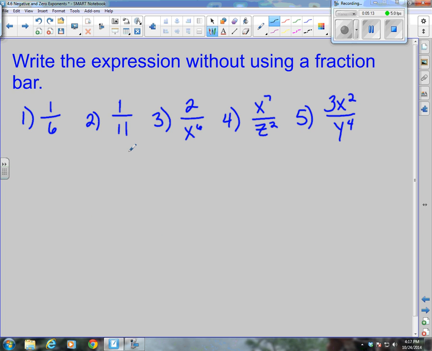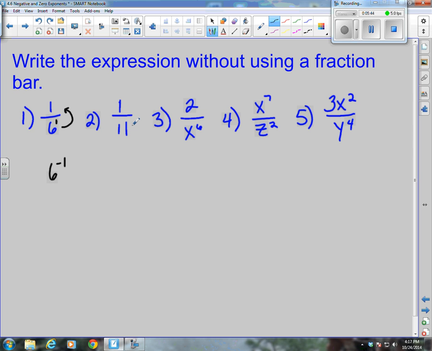Let's look at some more. Now this says write the expression without using a fraction bar. If I don't want to use a fraction bar, that means I need to move the denominator to the top. So I have nothing but a 1 in the denominator. Then I can remove the fraction bar. So if I want to move 6 up to the top here, I have to change the sign of the exponent. Well, there's really a 1 on 6. We don't see it, but we know it's there. So if I move it to the top, it becomes 6 to the negative 1. It changes signs. Any movement changes signs.